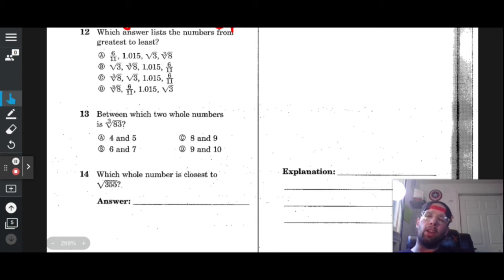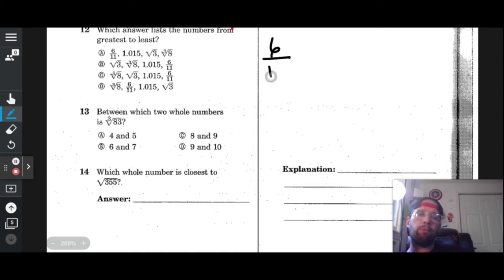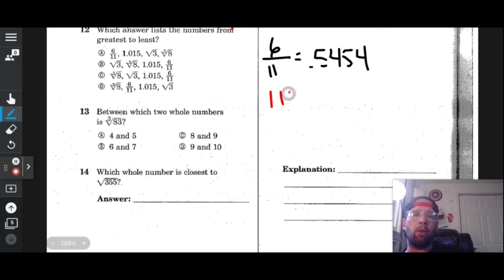Which answer lists the numbers found from greatest to least? We have to be careful. So we have the same numbers again. We have 6 over 11. So I'm going to write out 6 divided by 11, which is 0.545454, it's repeating. Then I have 1.5105 and 1.1015. I don't need to rewrite that out because that's normal.